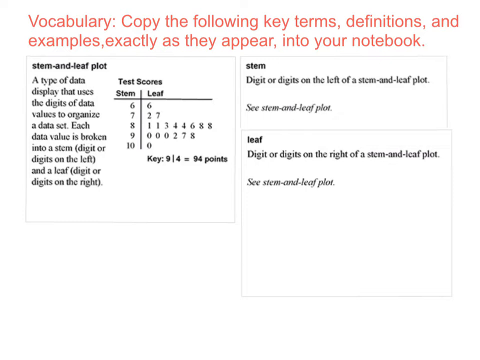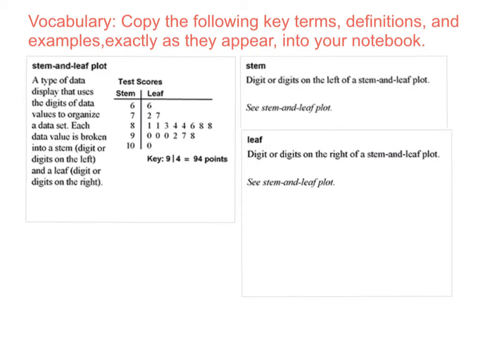A stem and leaf plot is a type of data display that uses the digits of data values to organize a data set. Each data value is broken into a stem, digit or digits on the left, and a leaf, digit or digits on the right. So on the right you see test scores with the stem being the tens and hundreds digits, and the leaf being the ones digits. So the first line would be a 66, and the second line would be a score of 72 and a score of 77, and so on. So be sure to copy all of that exactly as it appears into your notebook.